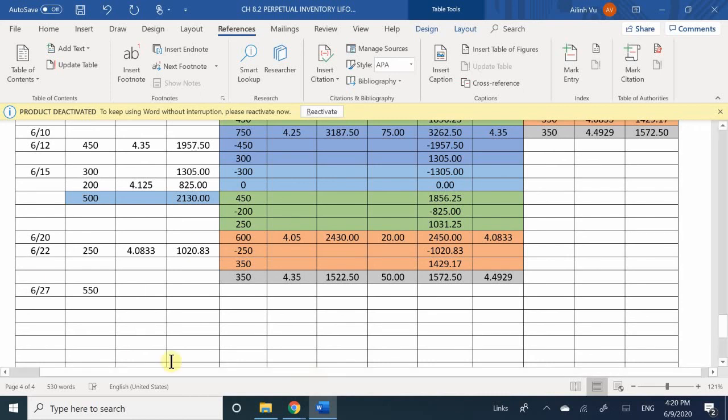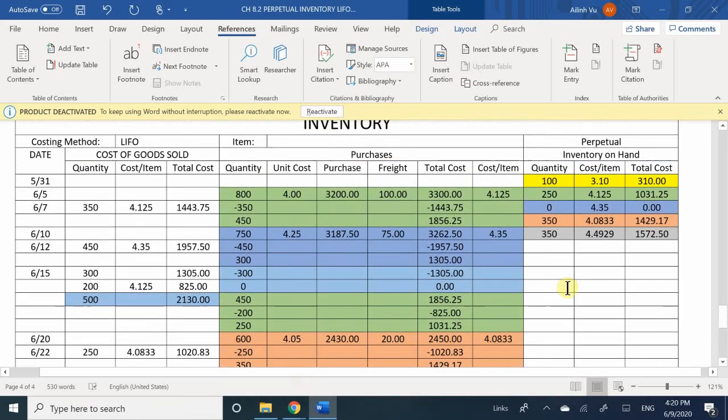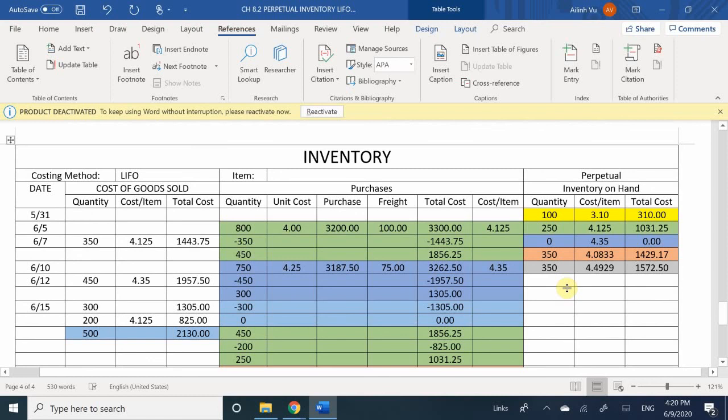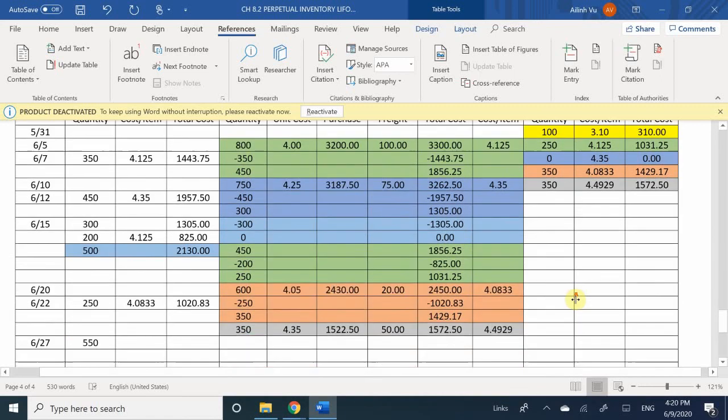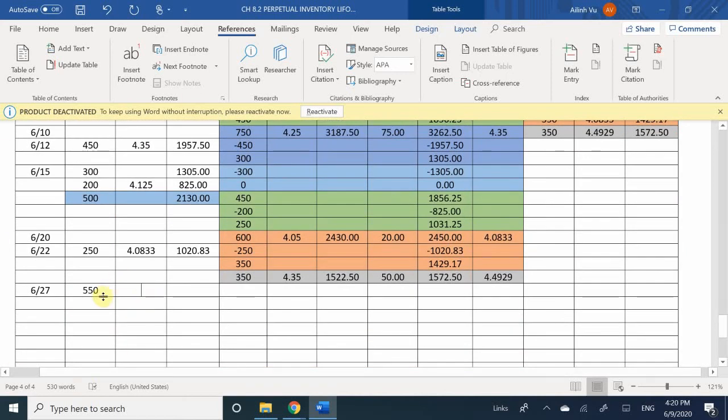Now let's look at our inventory. What do we have available? We still have the yellow batch for 100. We still got the green batch for 250. We still got the pink batch for 350, and then here we have the gray batch for 350. First, the gray batch. So we're going to eliminate the gray batch, which is 350.